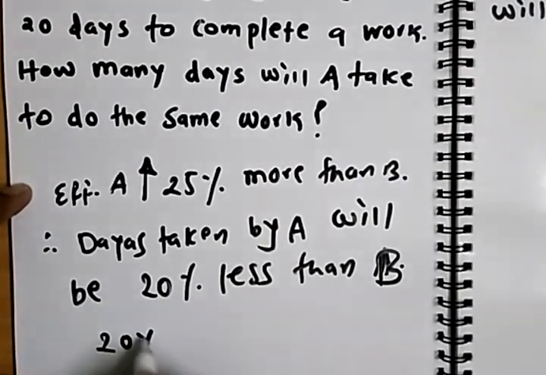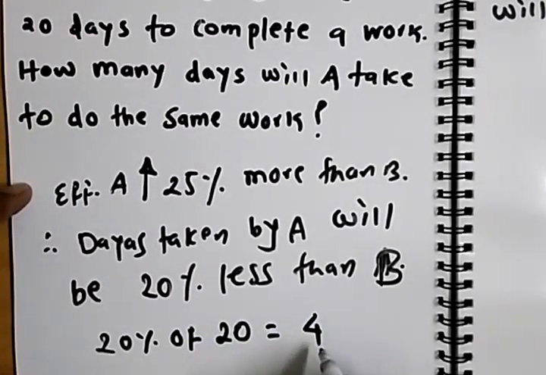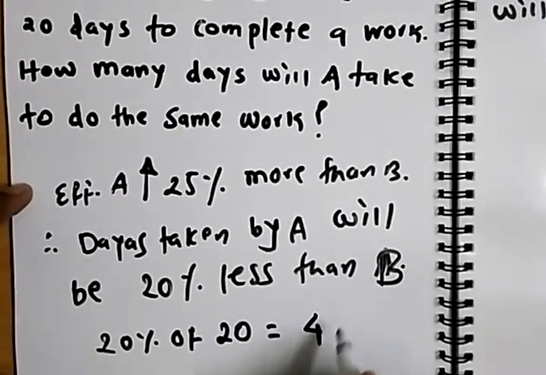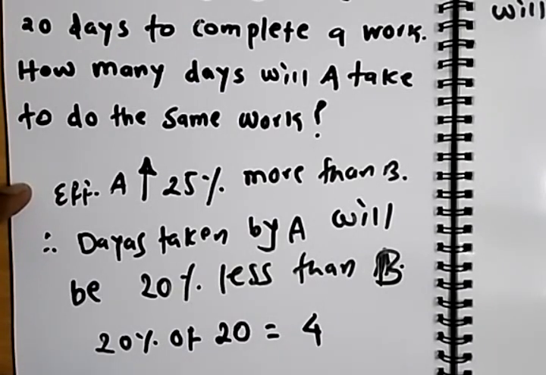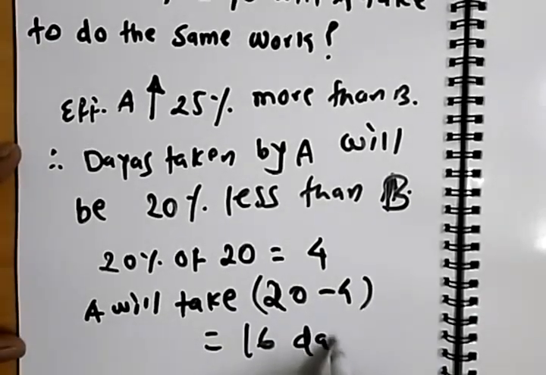So 20% of 20 is equal to 4. So A will take 4 less days than B. That means A will take 20 minus 4, which is equal to 16 days.